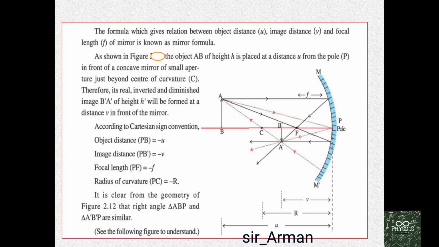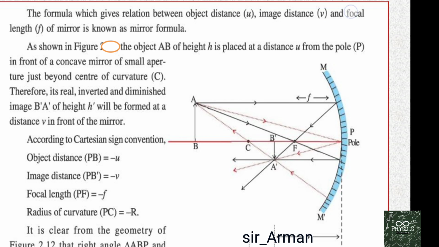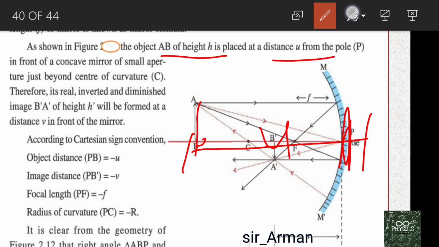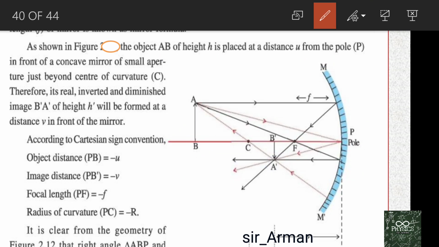So as shown in the figure, the object AB of height h is placed at a distance u. So this is the distance u, right? This distance from the pole to this point B is the object distance, in front of a concave mirror of small aperture. So this is our aperture, and just beyond the center of curvature. So this is the center of curvature, and the object is placed beyond the center of curvature. Therefore its real, inverted and diminished image B dash A dash of height h dash is formed at a distance v in front of the mirror.